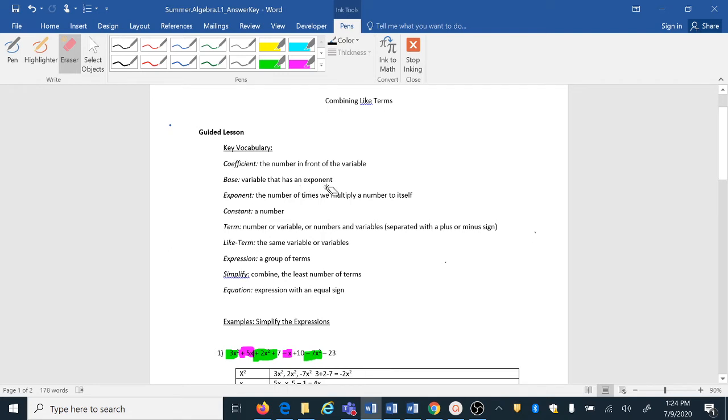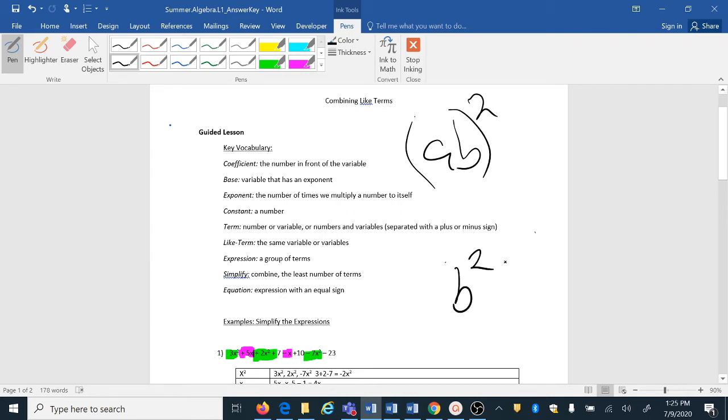Base: a variable that has an exponent. It's important to remember that if, let's say, it's AB squared, then the base would be AB, and the exponent would be 2, right? Here the base is B. If I put AB here, A could be a base with an exponent of 1, right? Anything raised to the power of 1 is itself. And B is also a base with an exponent of 2.